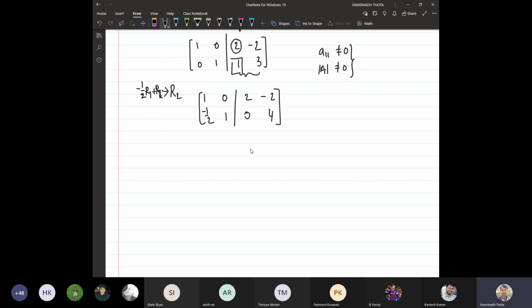So now what is the upper triangular matrix? Because it is only a 2 by 2 matrix, after one step we got the upper triangular matrix. This is the upper triangular matrix.